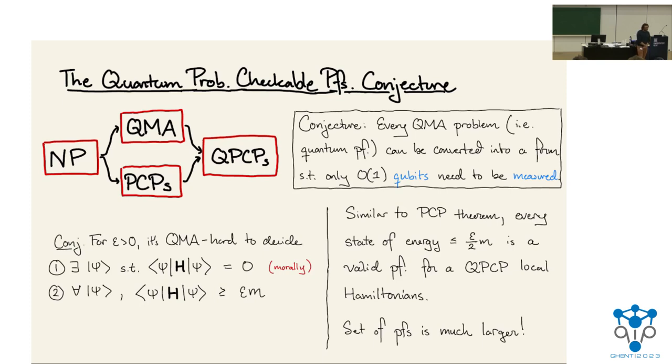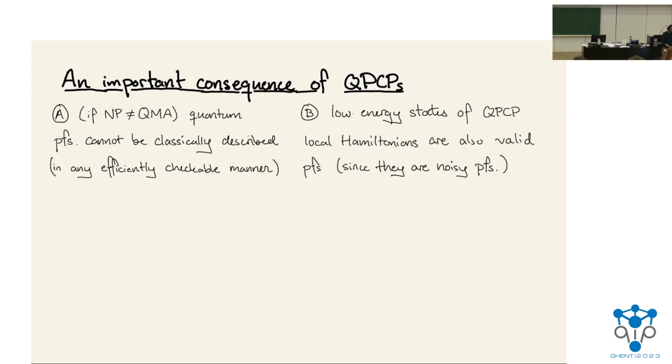What we get is that if a quantum PCP conjecture was true, then the set of proofs is now much more massive. Initially, the set of proofs was morally just the ground states, but now the set of proofs is all the states of energy less than epsilon over 2m. And for any constant epsilon and any local Hamiltonian, that's an exponential set of exponentially sized space. So it's a much, much larger set of proofs now, if the quantum PCP conjecture is true. And that is going to impose some interesting challenges.